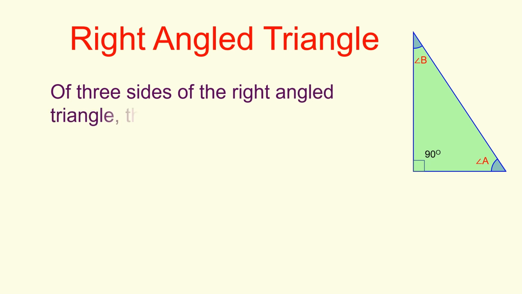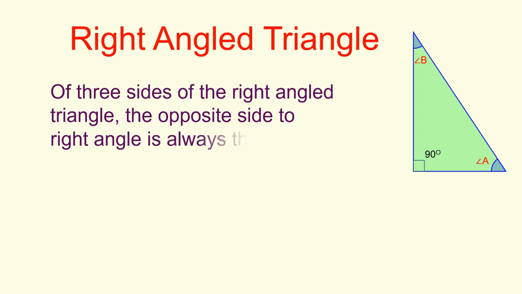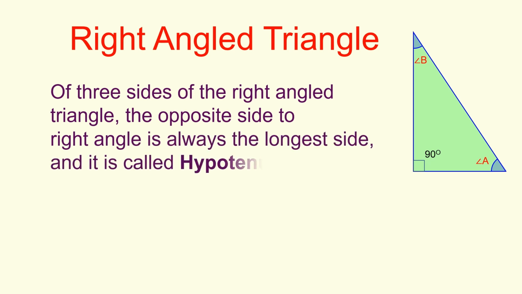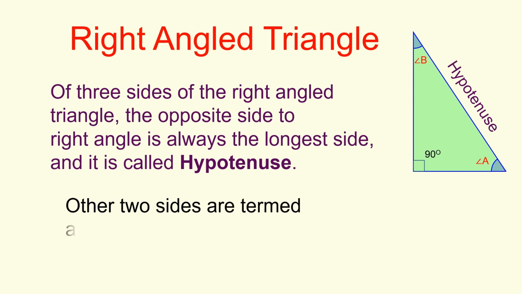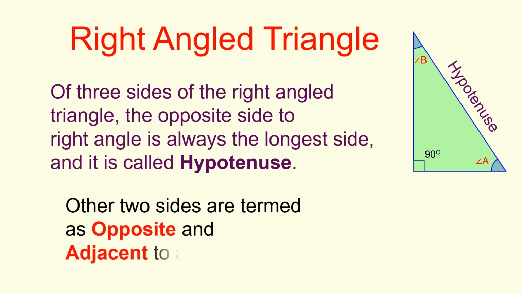Of 3 sides of a right-angled triangle, the opposite side to right angle is always the longest side, and it is called hypotenuse. Other 2 sides are opposite and adjacent to angle A.